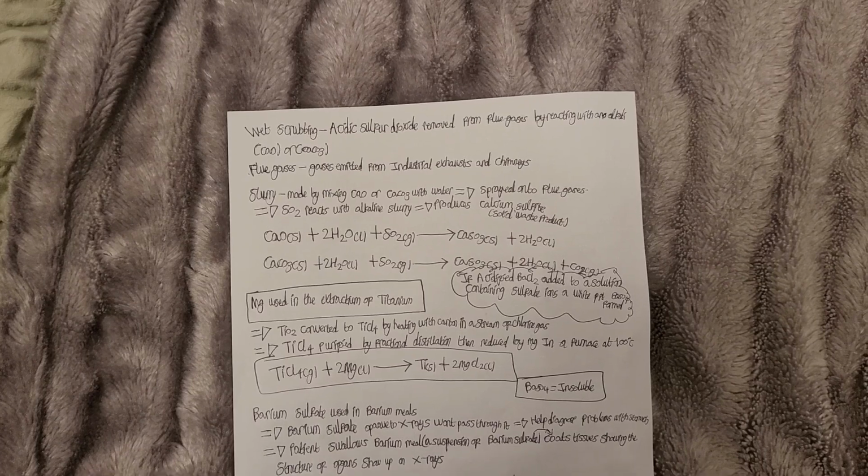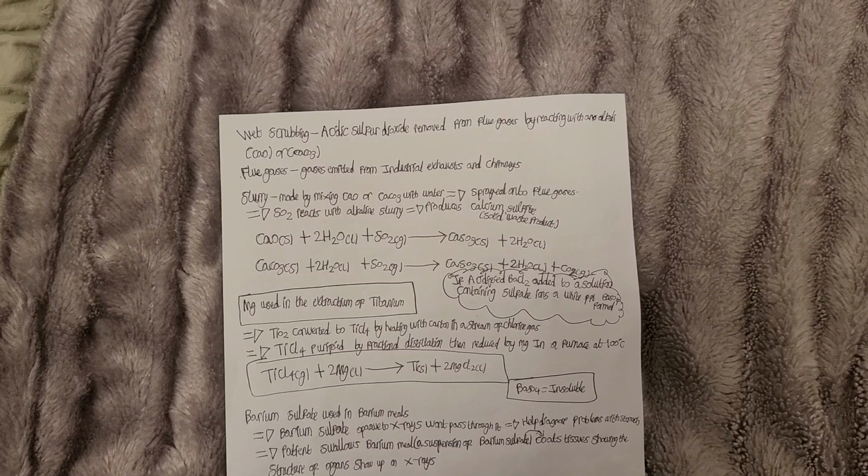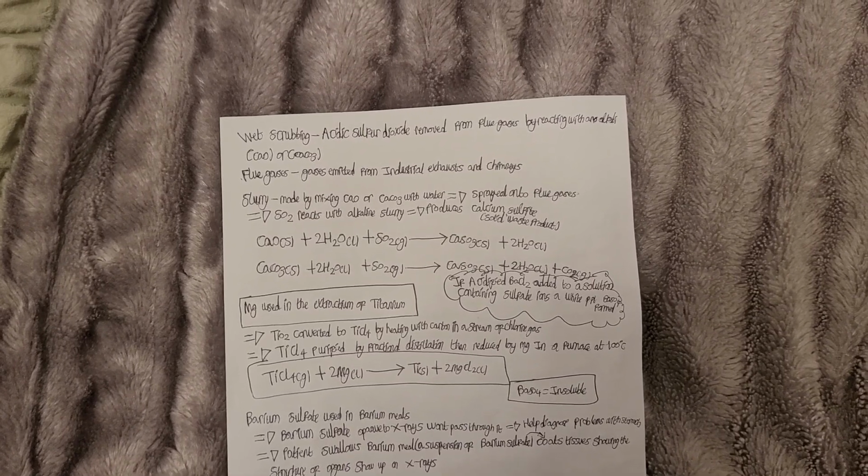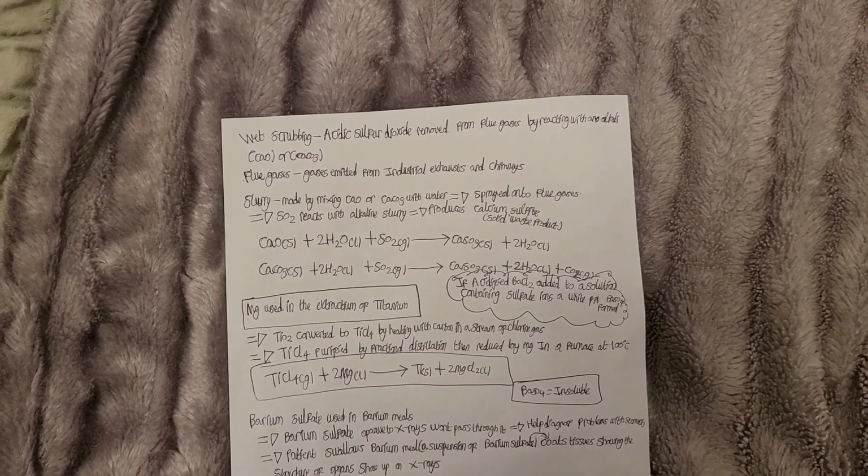Gases emitted from industrial exhaust and chimneys. Slurry made by mixing calcium oxide or calcium carbonate with water, sprayed onto flue gases. Sulfur dioxide reacts with alkaline slurry, produces calcium sulfite, a solid waste product.